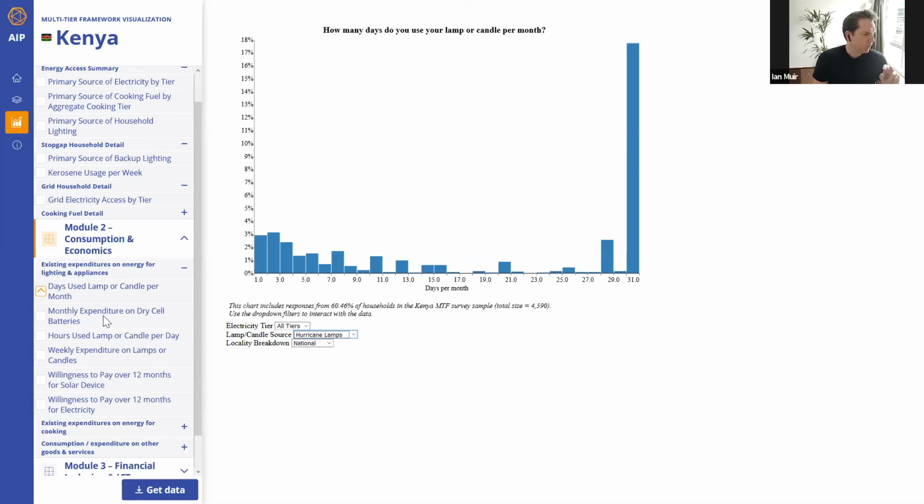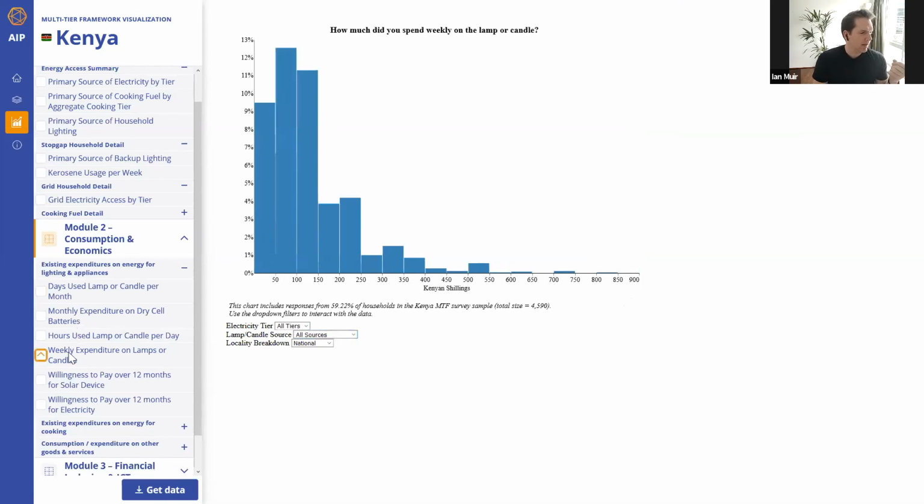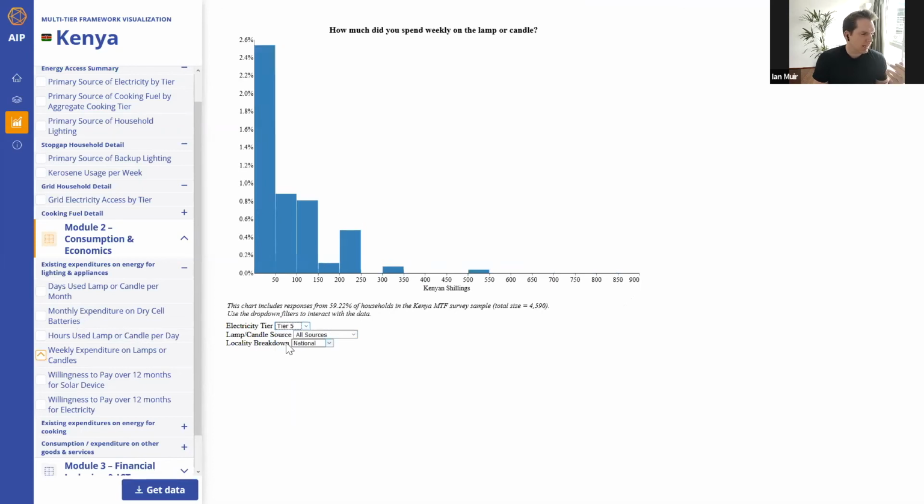And we can show information on weekly expenditures here on lamps, and how that changes depending on your electricity tier level, and obviously all these other breakdowns that I've mentioned before, which I think are really quite powerful and will help those companies that are trying to understand potential clients, understand how much they're spending on these stopgap sources.